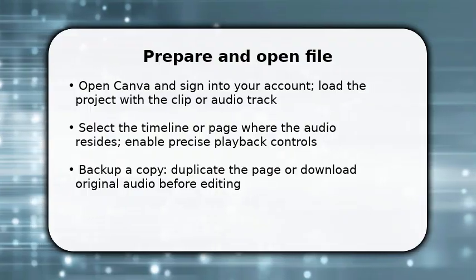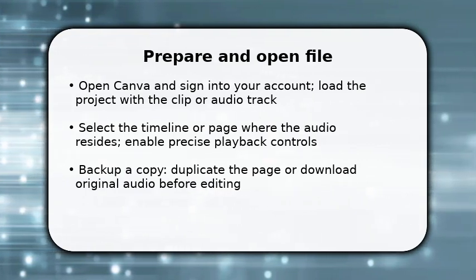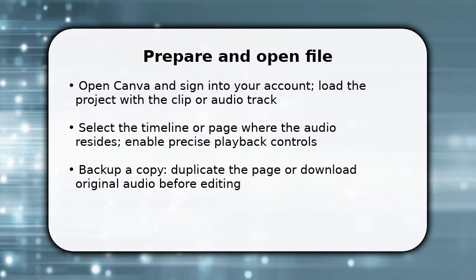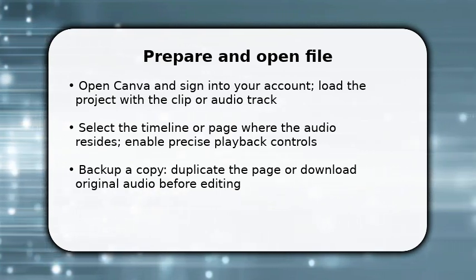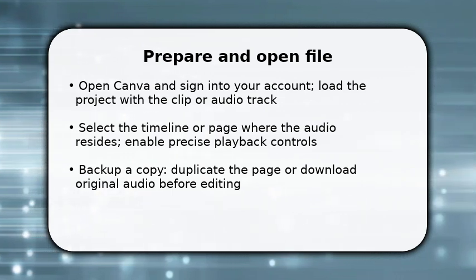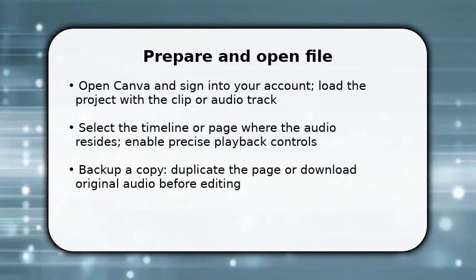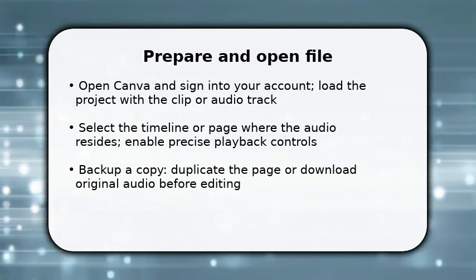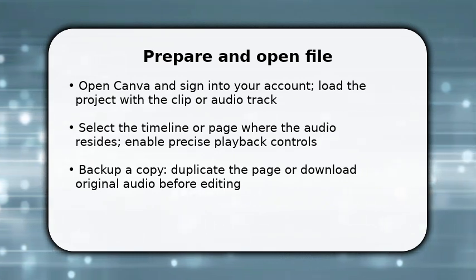You start by opening the specific Canva project and locating the clip with the background sound you want gone. Make a duplicate page or export the original audio so you can revert if needed. Once done, select the video or audio element on the timeline so the editor shows audio controls. Make sure you can hear the clip and note where the unwanted sound appears. This lets you target edits precisely rather than guessing and wasting time.